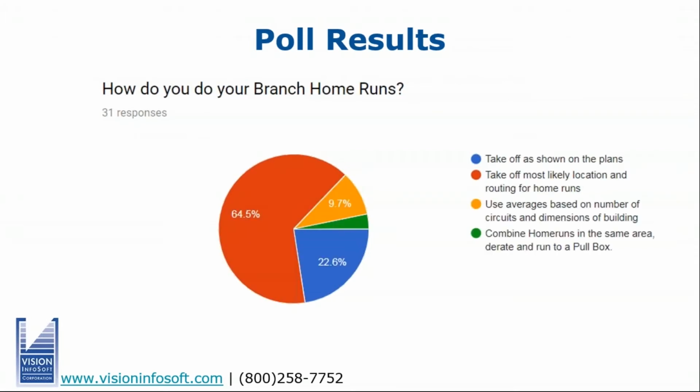Here's the next question. All right. Question number 2. How do you do your branch home runs? I think we got a user input on the last one, but otherwise, go ahead, Brian. Yeah, so you'll see over half, about 2/3 of the people actually take off the home runs with the most likely location and routing for the home runs. Again, I'm going to show you a shortcut for that, which I would argue gives you at least as much accuracy and definitely saves a lot of time.